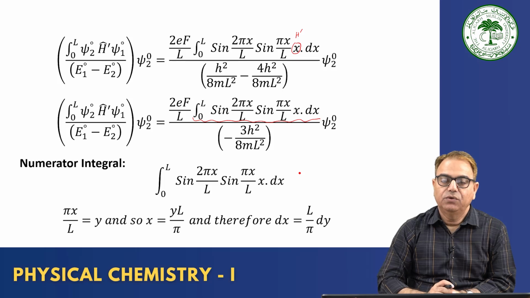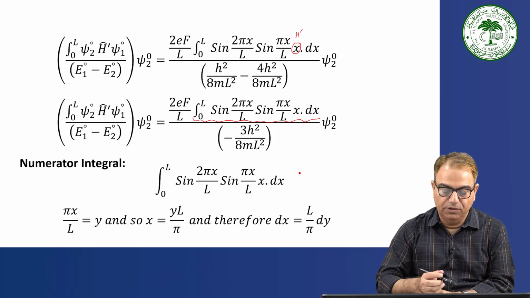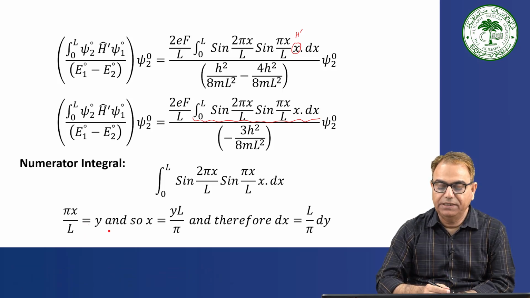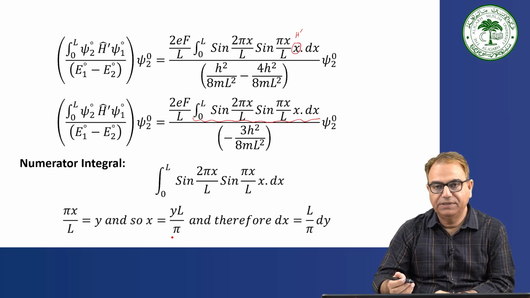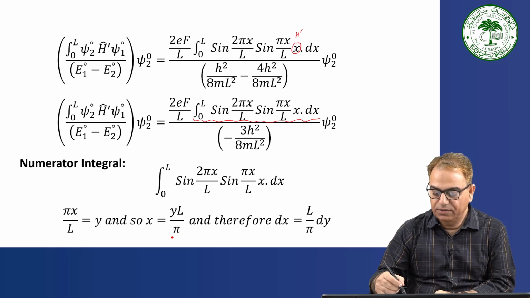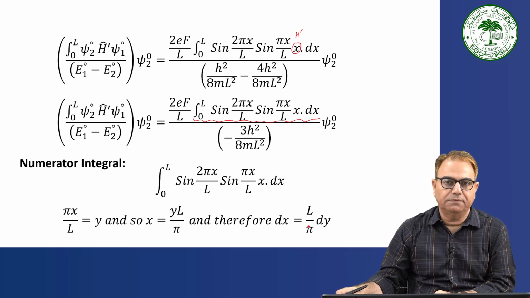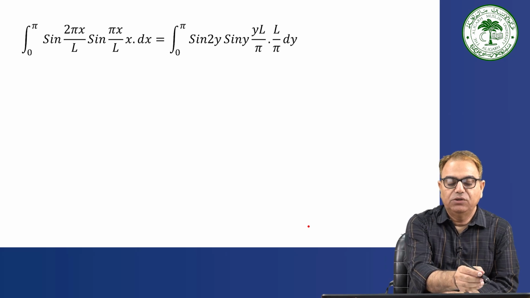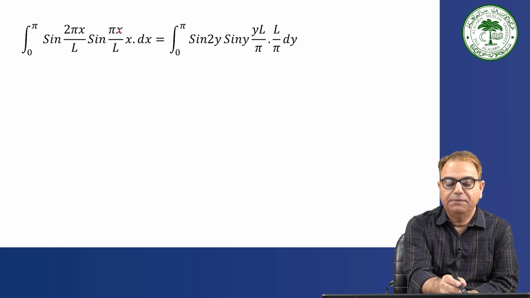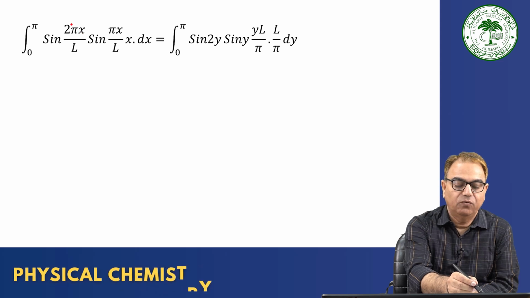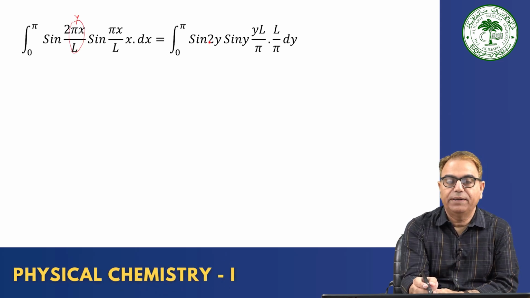Now again what you do, you change the variable. Pi x divided by L is y. Okay. So x is equal to YL divided by pi, same way as we did earlier, and therefore dx is L divided by pi into dy. And if you put these values, then your sine 2 pi x divided by L, sine pi x divided by L x becomes equal to, pi x divided by L is y. So it becomes sine 2y.